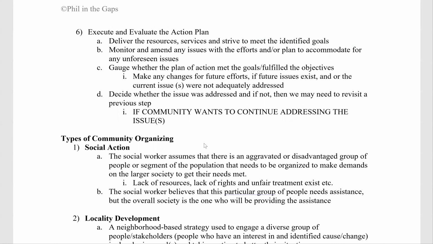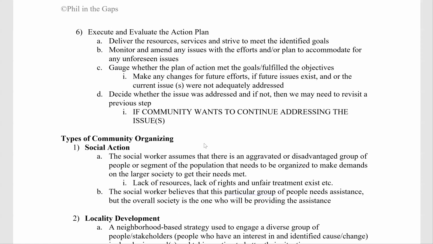Why? Because the sixth step and the last step is to execute and evaluate the action plan. So this is where it's important because if we don't lay the groundwork prior to this, this step may fail to launch. Why? Because this is where we deliver the resources, services, and strive to meet the identified goals by executing the objectives in the best way that we can. Throughout this entire thing, we're going to monitor and amend any issues with the efforts and or plan to accommodate for any unforeseen issues. Again, not everything is going to go as planned, so we have to be able to adjust and adapt to whatever the environment or situation is.